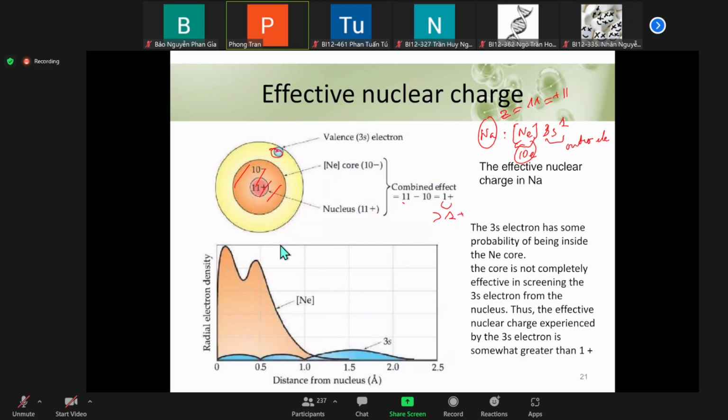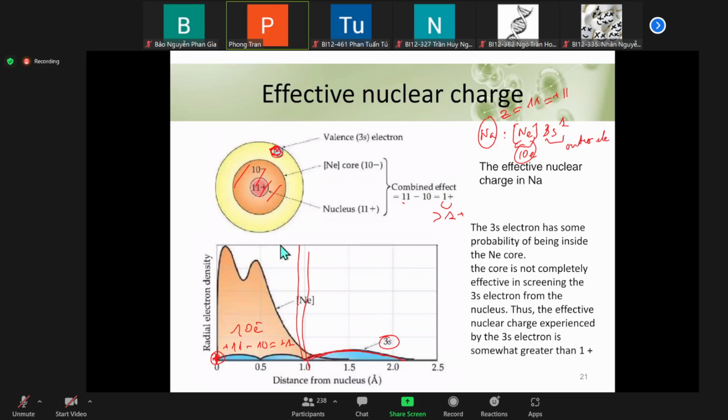The reason is, imagine that if the 3s electron only stands outside like this, then the nucleus here will be masked by the 10 electrons here. And you can see that's positive 11 minus 10 equals positive 1. That means the outermost layer electron, the 3s electron, will feel 1 positive charge acting on it.